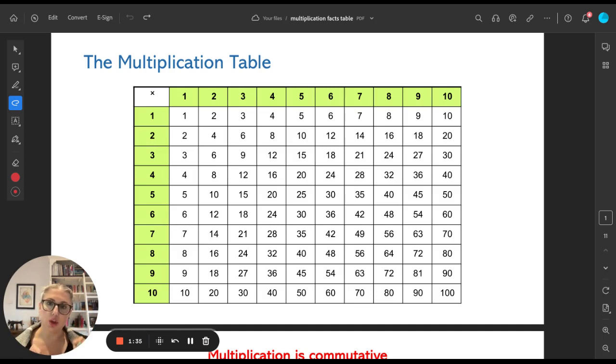So in this video, I'm going to go through some strategies and I'm going to go through some of the unique properties of the multiplication table. All right, so let's make a start.